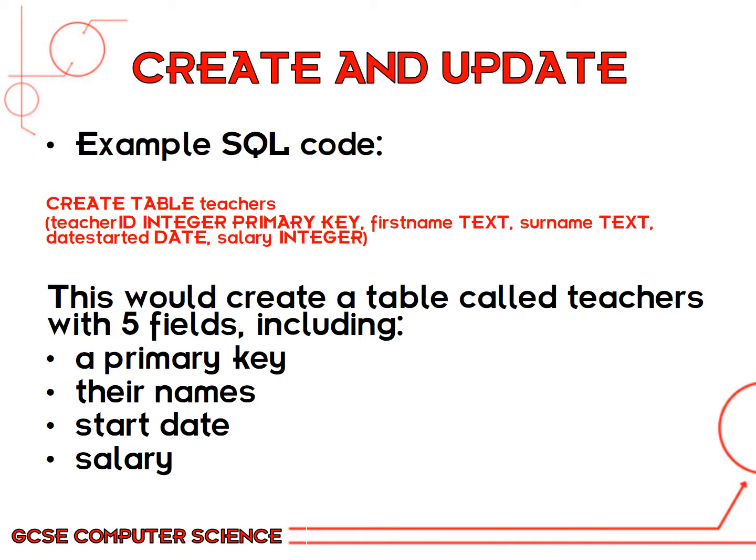We could then say we want first name and we want that to be text as a data type. Then we want surname and we want that to be text. Then we want date started, we want it to be a date, and we want salary and we want that to be an integer. So one thing you could change there is you could change salary to a float so that you could have decimal numbers rather than whole numbers. Now this whole statement creates a table with 5 fields, and then we can use that table to add information to it.